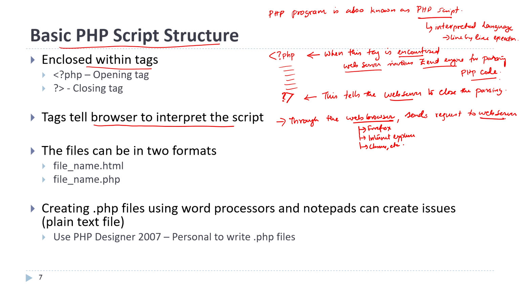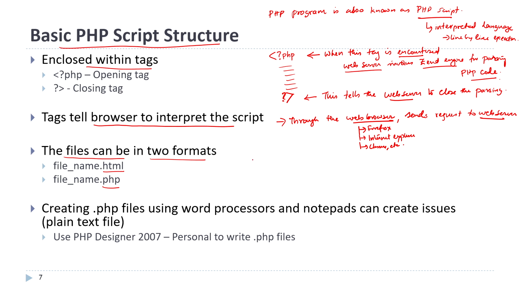So, where is the web server residing? It is residing on the computer server, and then it parses using the Zend engine and then sends the code back to the client or the web browser, which displays it. And the PHP script files can be in two formats. There are two approved formats for this: you can use a .html extension or a .php extension.